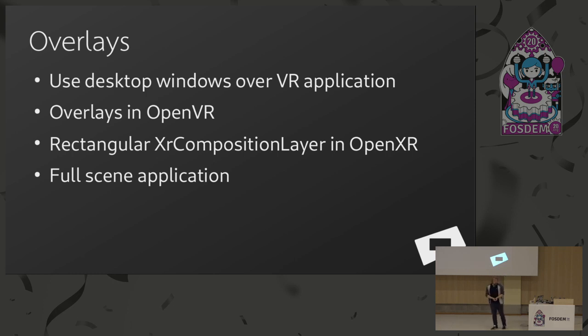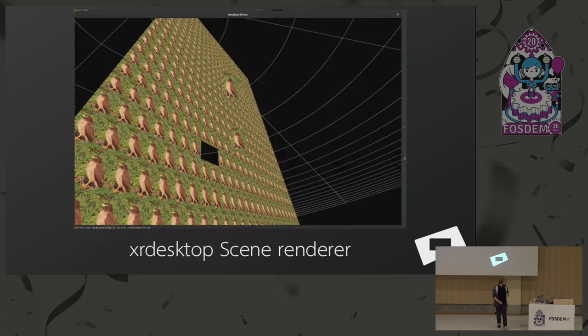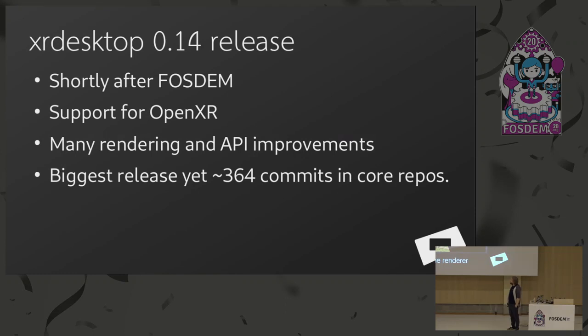And the overlays are currently only implemented in the OpenVR implementation of XR Desktop, since the OpenXR alternative, called XR Composition Layer, is currently not implemented in Monado. So we are working on that as well. This is an example of the scene renderer with my example image, the hawk from Wikipedia. We can render many hawks.